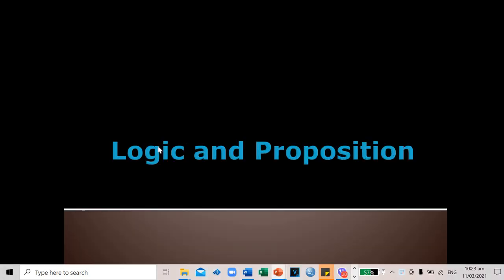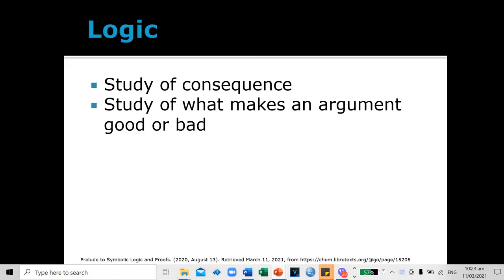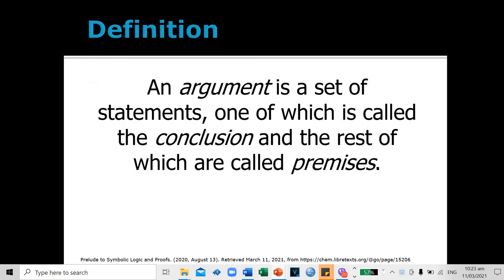So we now have logic and proposition. So what do we mean by logic? Logic is a study of consequence. It's a study of what makes an argument good or bad. So let's define first some important terminologies. We have an argument, that's a set of statements, and it is composed of the conclusion and the premises. So one conclusion and there might be two or more premises.